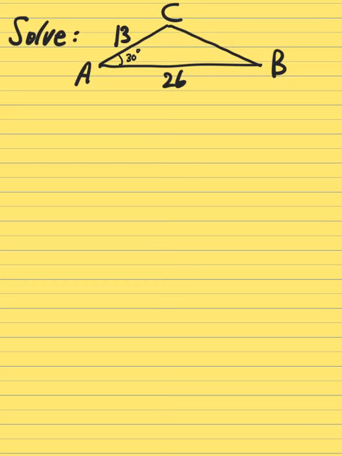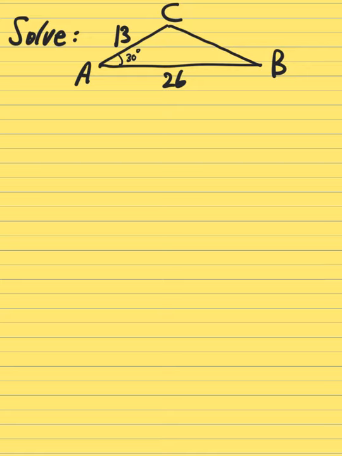Let's do an extra example of law of cosines. In this diagram, we have side angle side. Specifically, side B is 13, angle A is 30 degrees, and side C is 26. So this is side angle side.